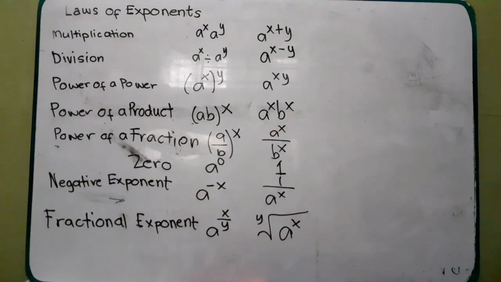Next is our power of a product. So, ab to the power of x. So, ang exponent nimo, ma-distribute siya sa a and b. So, mahimo siyang a to the x times b to the x.